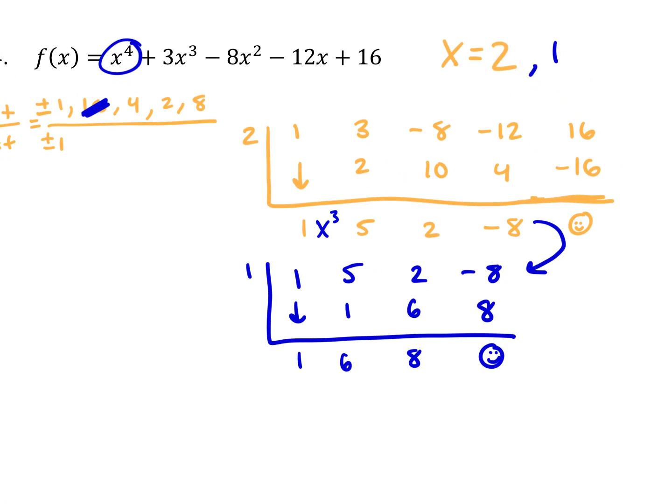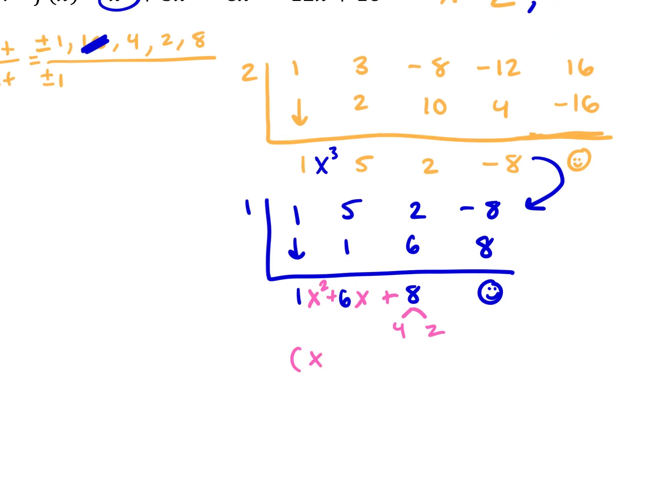From here, now that it's 1 less, this is going to be x squared plus 6x plus 8. So let's factor this. What are 2 factors of 8 that add to 6? 4 and 2. So we have x plus 4 and x plus 2. So what would x equal?